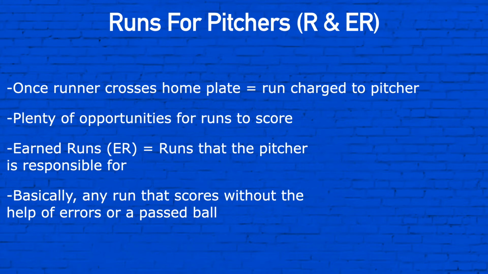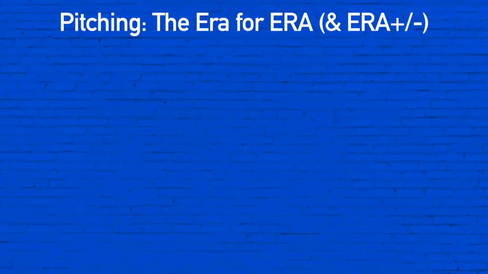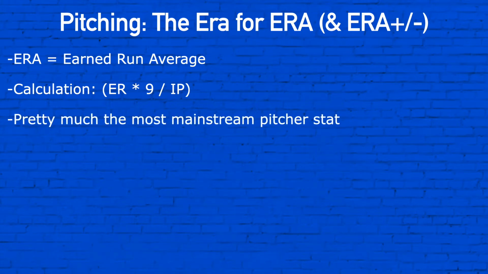Basically, if the defense, not a pitcher, makes a mistake that causes the run to score, it is not considered an earned run. With how easy runs and earned runs are to acquire, looking at the statistic itself is pretty much useless. So instead, we will be looking at the stat ERA, which stands for earned run average. Calculated exactly like the per 9 stats, it is calculated by taking your earned runs, multiplying it by 9, and dividing it by the innings pitched.